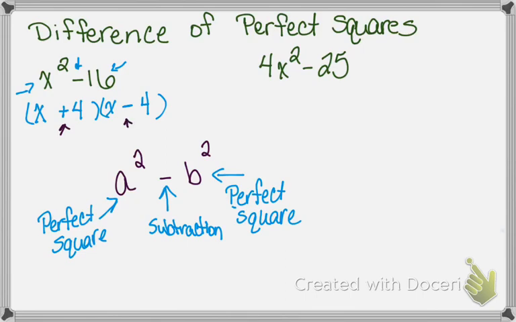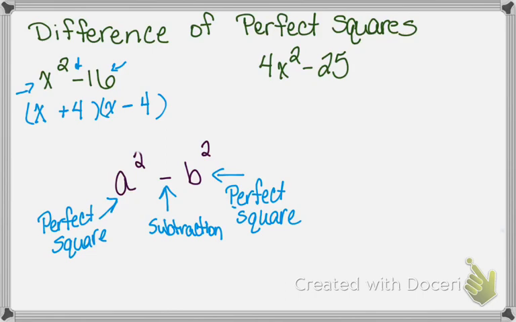Now, if I were to FOIL x plus 4 times x minus 4, what would happen to those two middle terms? They would cancel out. Okay? That's why difference of perfect squares works. So my final answer to this is x plus 4 and x minus 4.